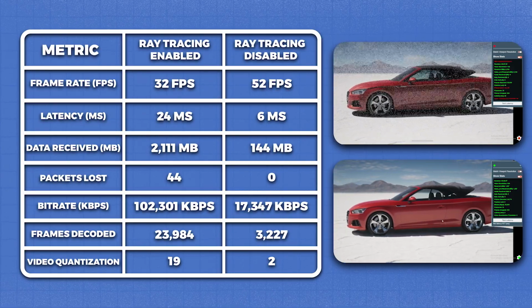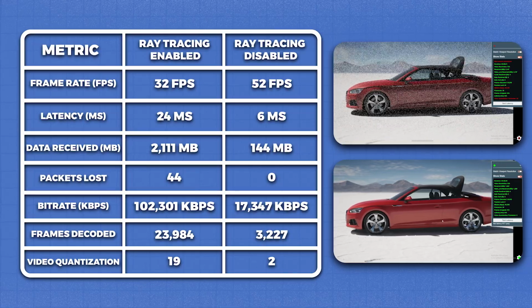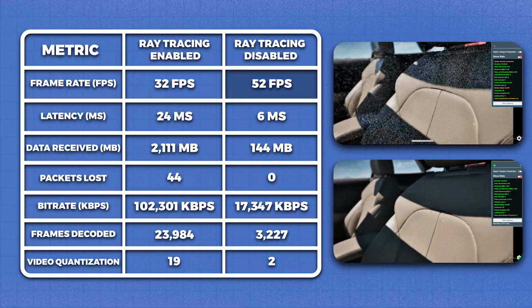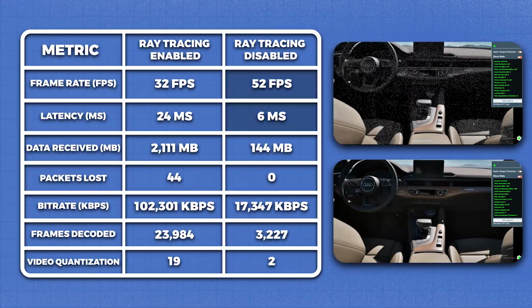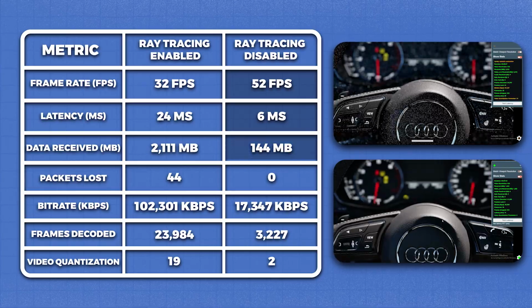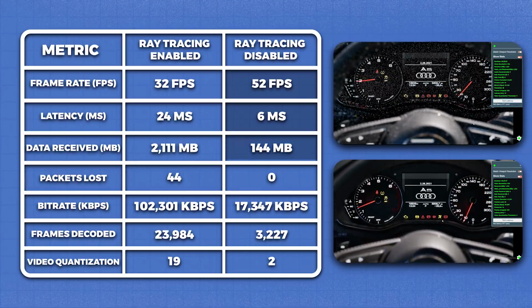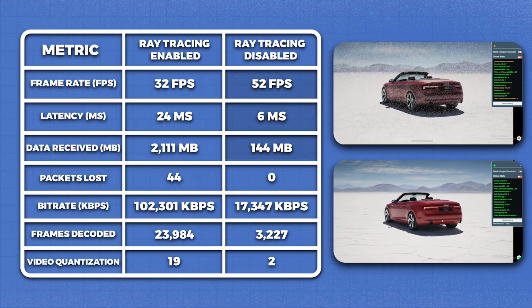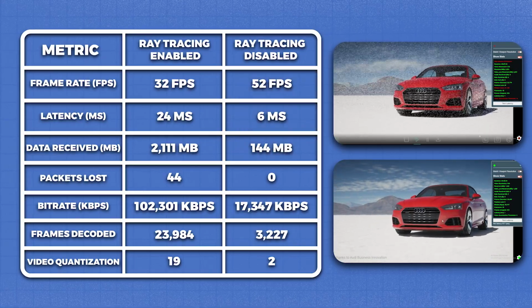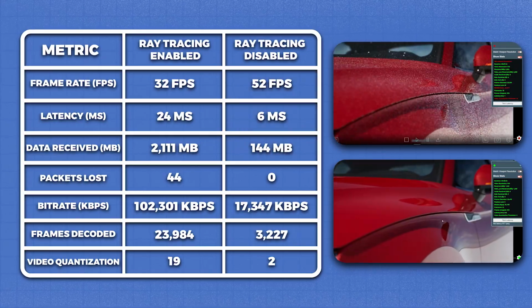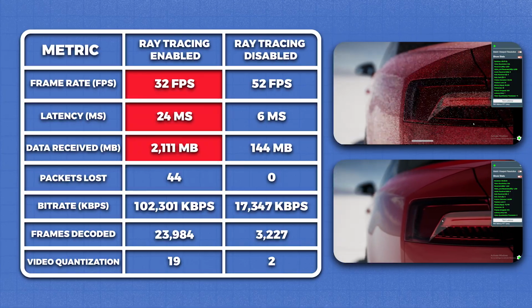Disabling ray tracing, on the other hand, provides a smoother performance with a higher frame rate of 52 FPS, lower latency of just 6 milliseconds, and significantly lower data usage, only 144 megabytes. The visuals may not be as rich, but you get a much faster and more responsive experience. To sum up, ray tracing offers stunning visuals at the cost of lower performance.